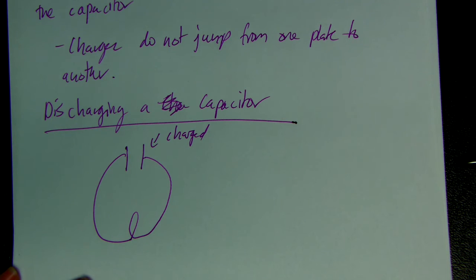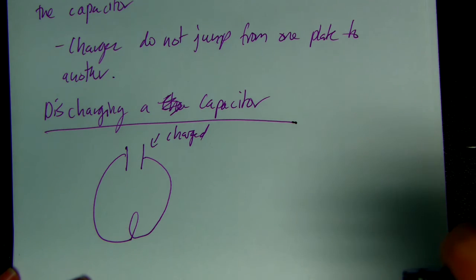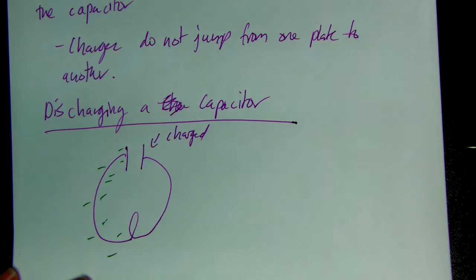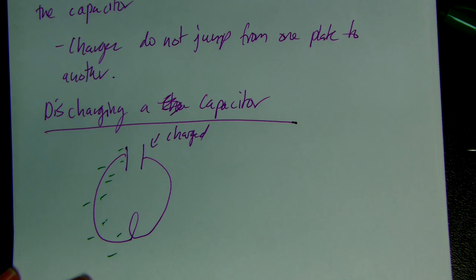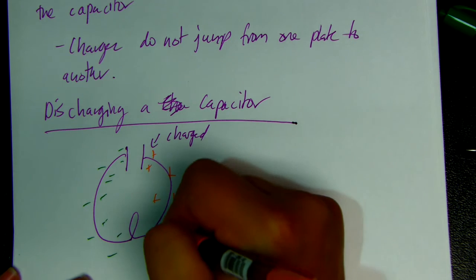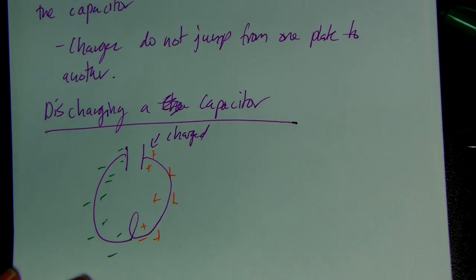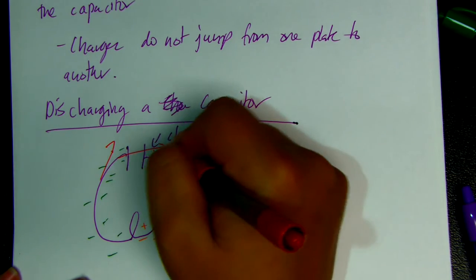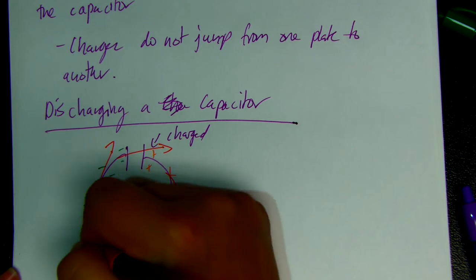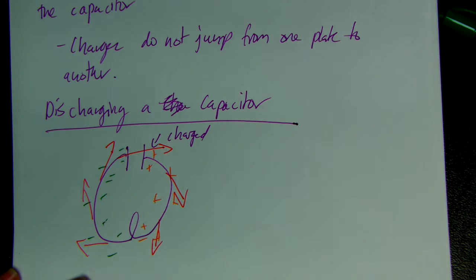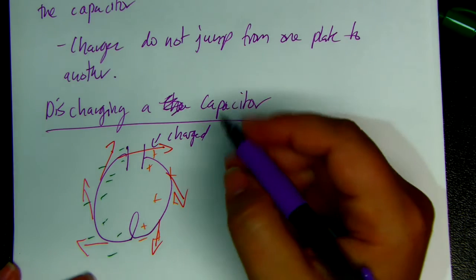So after we've hooked it up, we would have maybe this side of the capacitor is negative, and this side is positive. And then we would have our electric field that would come from these two plates. And this would be driving the electrons around. So the electrons are basically just redistributing themselves, trying to get to equilibrium.